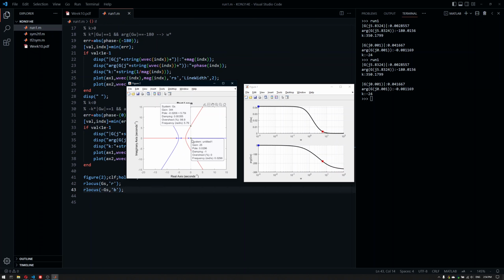And you can see we're on the j omega axis, and you can also check out the frequency here. You can see 5.8 approximately is the frequency here. You can see it matches the frequency here, and it's almost 0 or exactly 0 here, the frequency 0.02. So you can see it also matches that.